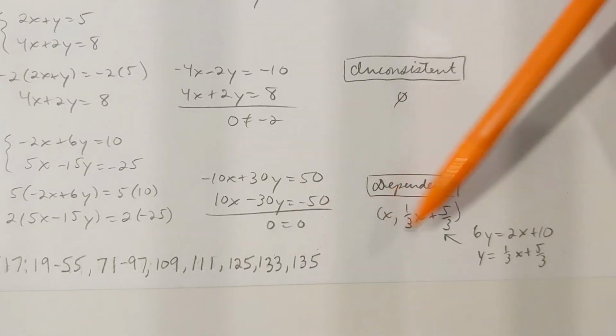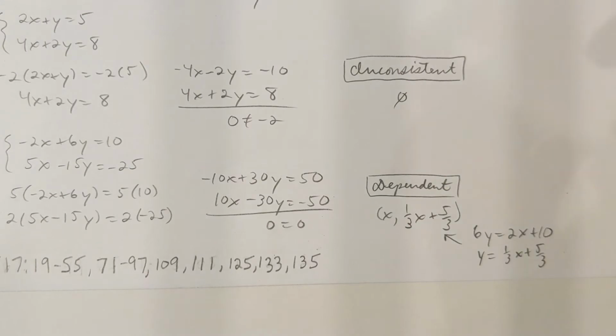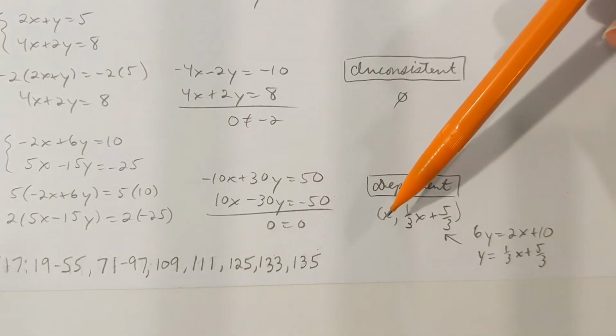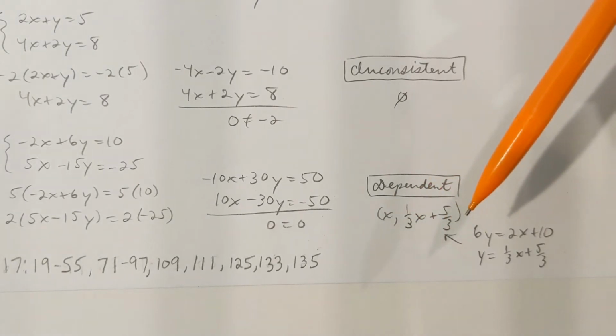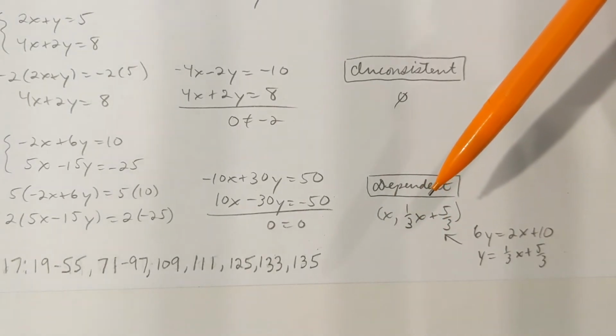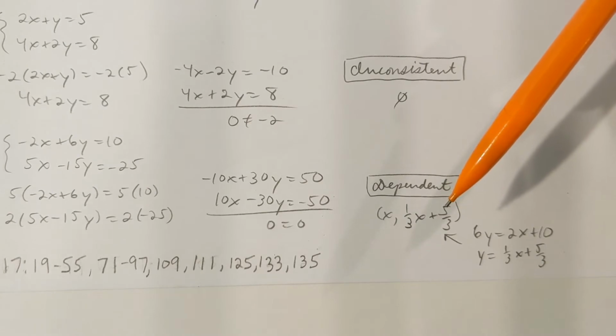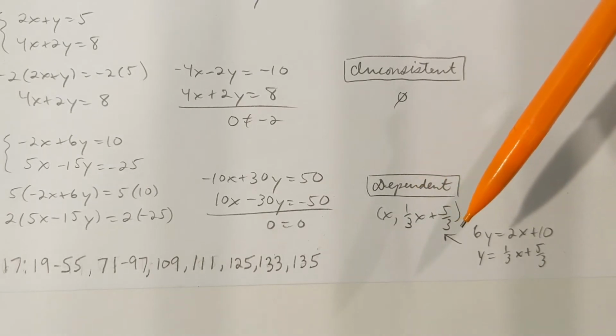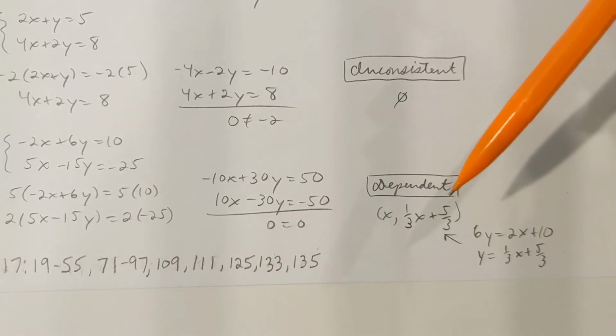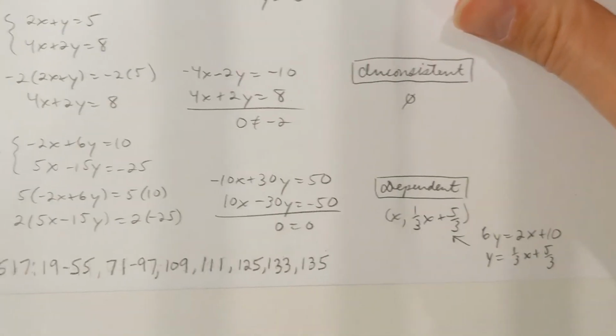And this would be one way to describe to somebody how there'd be infinitely many solutions to the system. If you give me any x value, I can always come up with a corresponding y value by taking 1/3 times that number and then adding 5/3. So I can generate infinitely many points that would be on these two lines here.